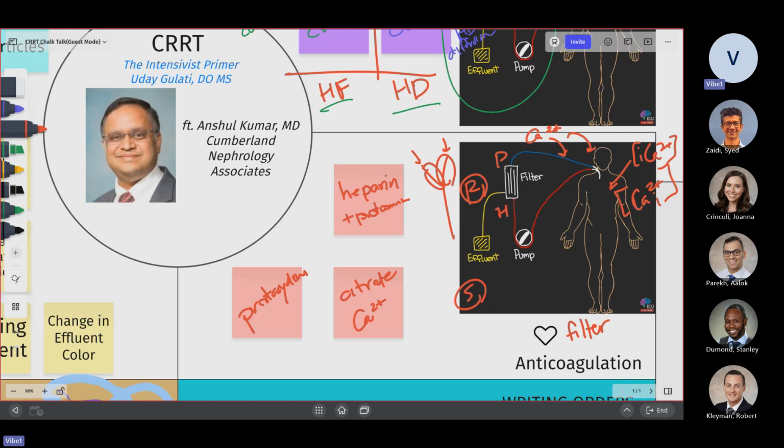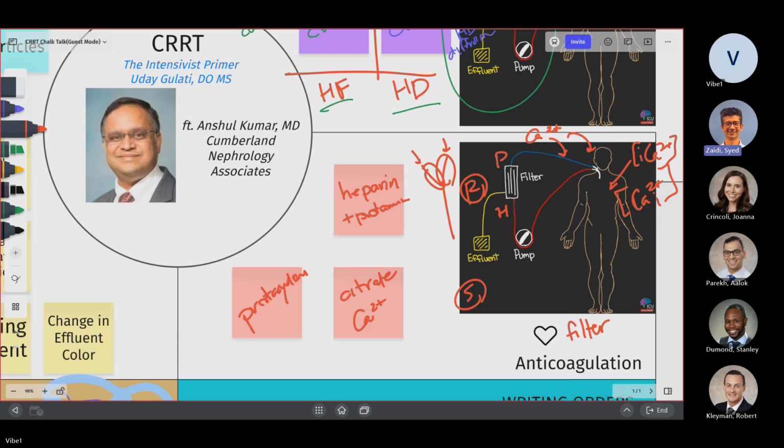Dr. Kumar, anything else on the anticoagulation? So pretty much no, we only use heparin here because the problem is you need to monitor the ionized calcium very quickly with the citrate, and we don't have machines to monitor it because it's a send out test here.